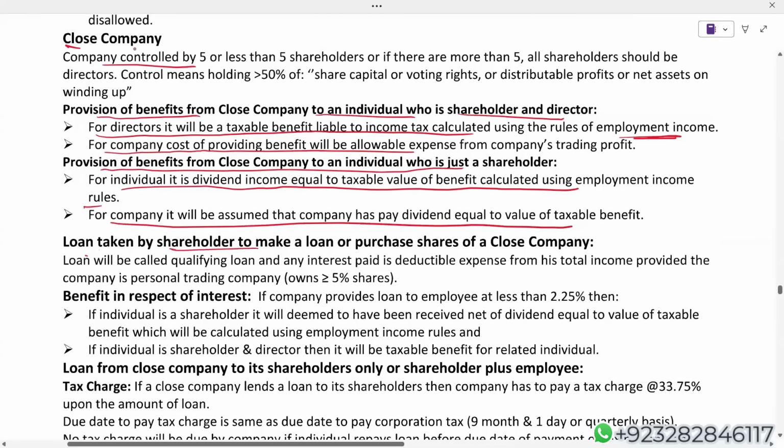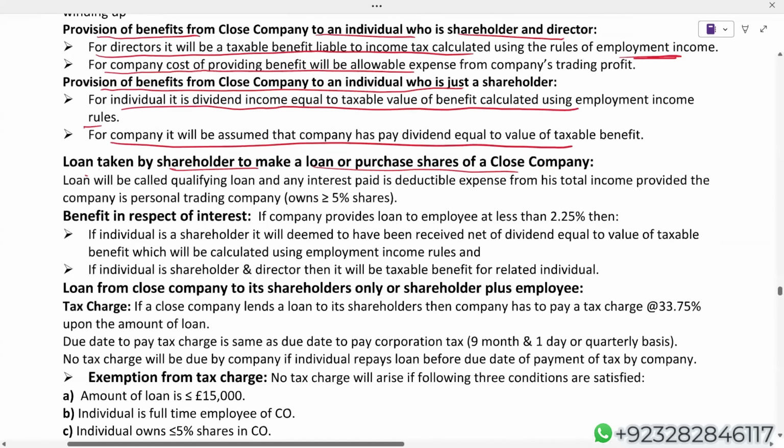Loan taken by a shareholder to make a loan to, or purchase shares of, a closed company. If you are taking a loan to give a loan to a closed company, or to buy shares in a closed company, then such a loan is a qualifying loan. And qualifying interest is deducted from total income rather than from any individual income.